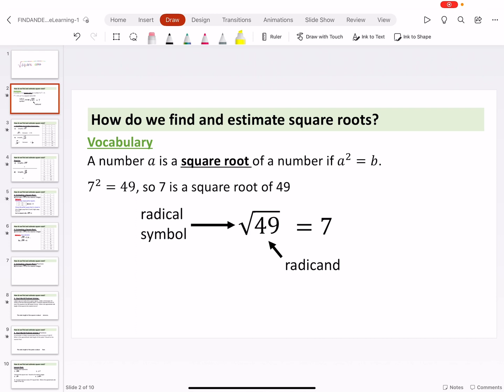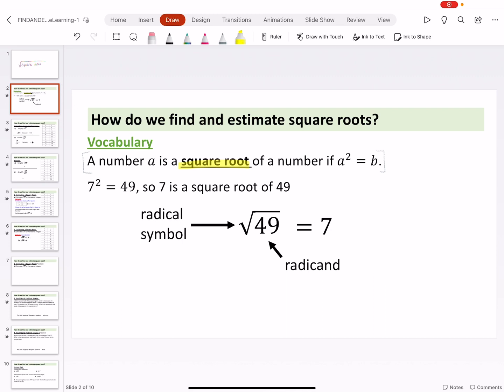All right, so a number a is a square root of a number b if a squared equals b. So this is a definition that I do need you to write down in your comp notebooks. Please have this whole definition written down. 7 squared equals 49. So 7 is a square root of 49. That's because when we multiply 7 by itself, we get 49.